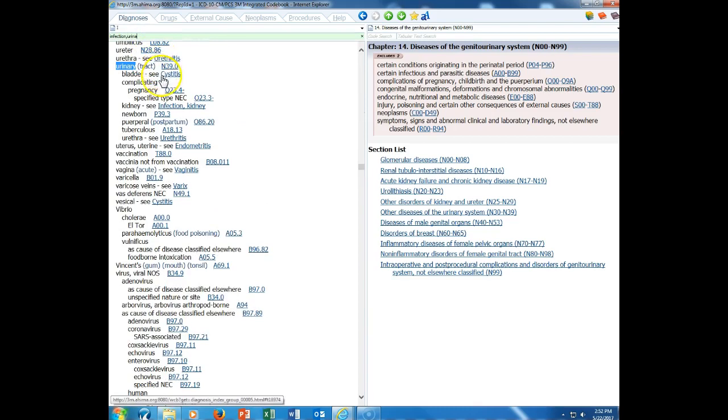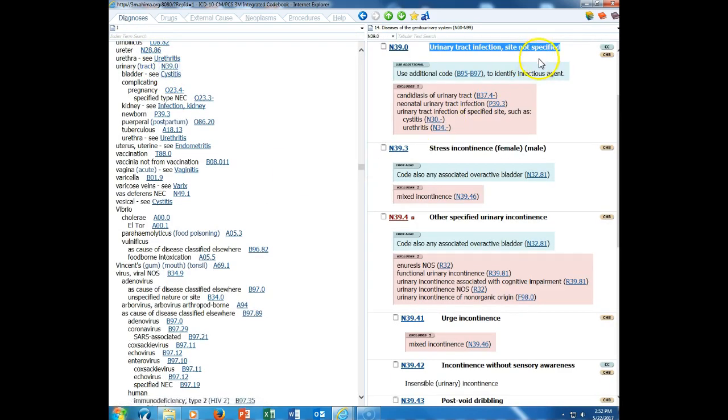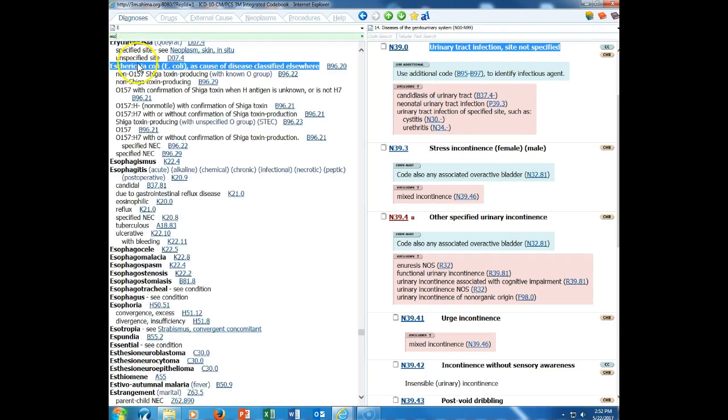If a patient has a urinary tract infection, that codes to N39.0. And you can see that we have an instructional note. Use additional code B95 to B97 to identify the infectious agent. We do have an excludes note 1 associated with this code. But let's say that my urinary tract infection is due to E. coli, and I have a code, E. coli as a cause of disease classified elsewhere, B96.20. So that is an example of a condition that needs an additional code to specify the organism.